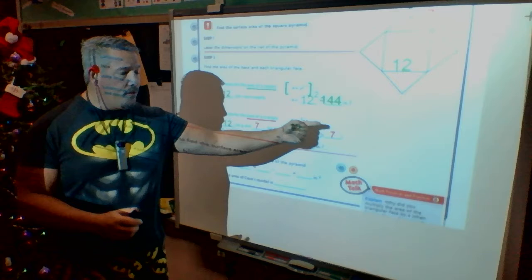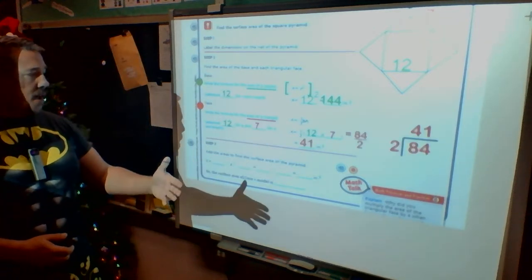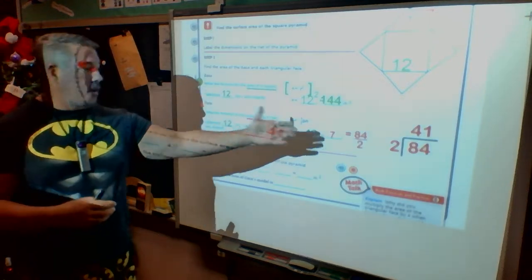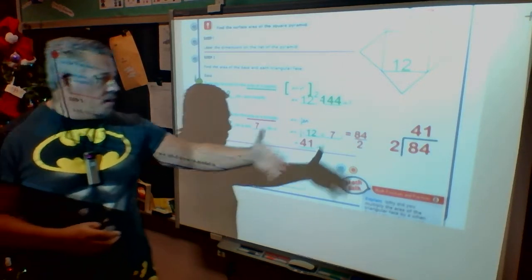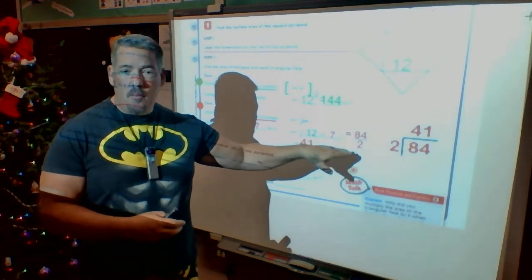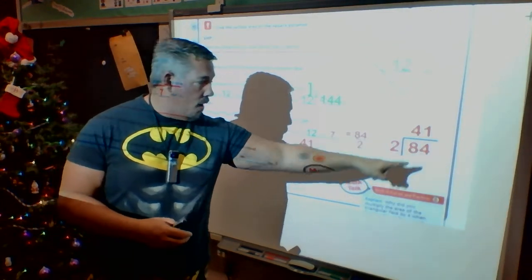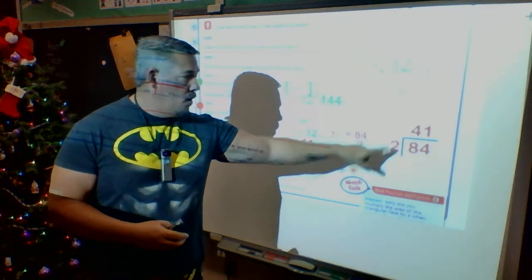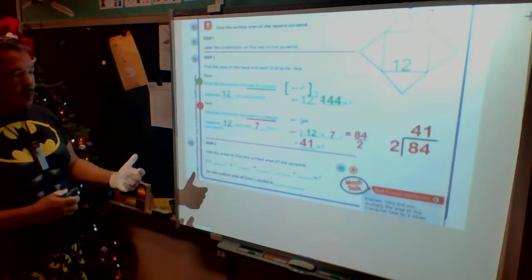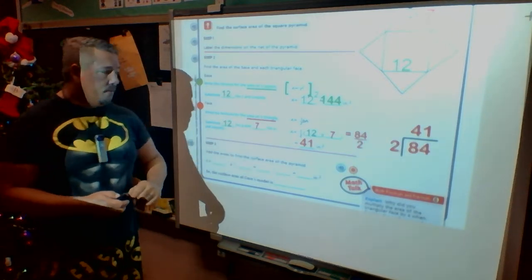So I'm going to take my 12 times my 7, and then my last step will be to divide by 2. 12 times 7 is 84. I do my division. Top number always goes inside my division box. My bottom number is always my divisor. So I have dividend, divisor. My quotient is my answer on a division problem. 84 divided by 2 is 42.